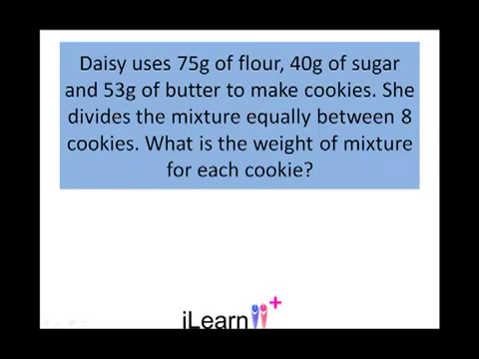Daisy uses 75 grams of flour, 40 grams of sugar and 53 grams of butter to make cookies. She divides the mixture equally between 8 cookies. What is the weight of mixture for each cookie?